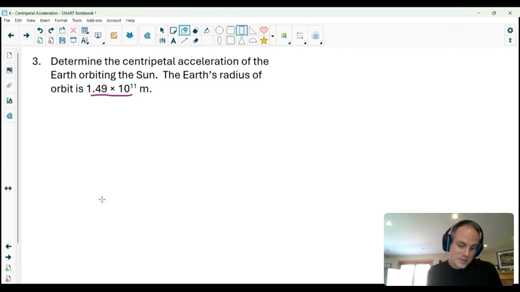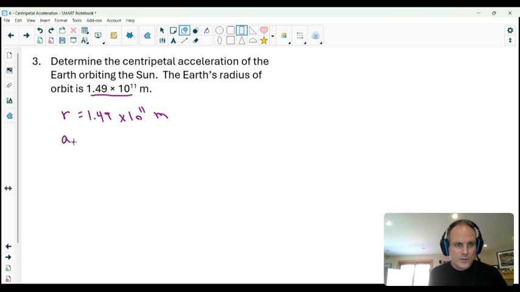Okay, and your textbook is a good one too, right? It's got this planetary data. So we say, okay, for the acceleration here, I've got the radius, right? The radius is 1.49 times 10 to the 11 meters. Okay, cool.